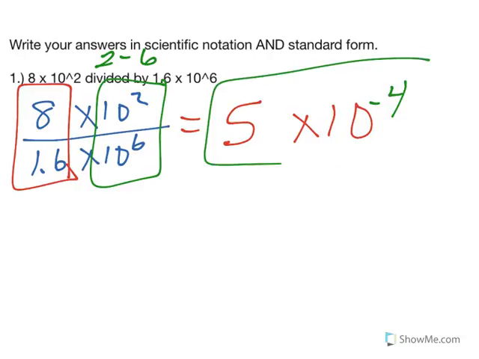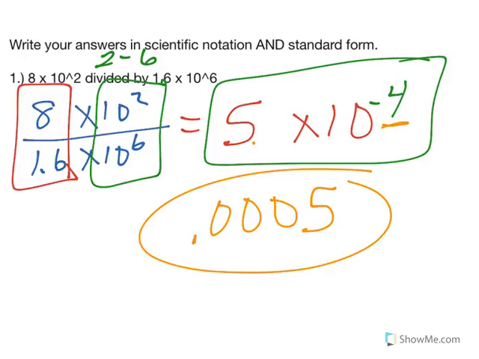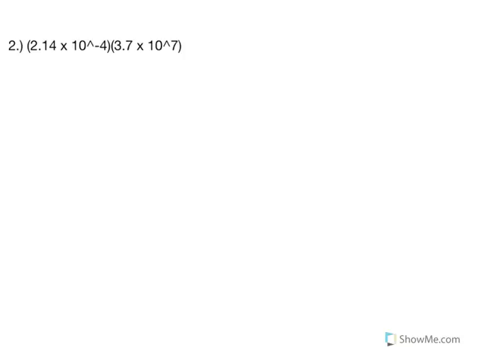So there's scientific notation because my first number is between 1 and 10. And then if I want to change this to standard, I've got to move my decimal 4 places to the left. So 1, 2, 3, 4. Remember, if it's got a negative 4, that means I'll only have 3 zeros.